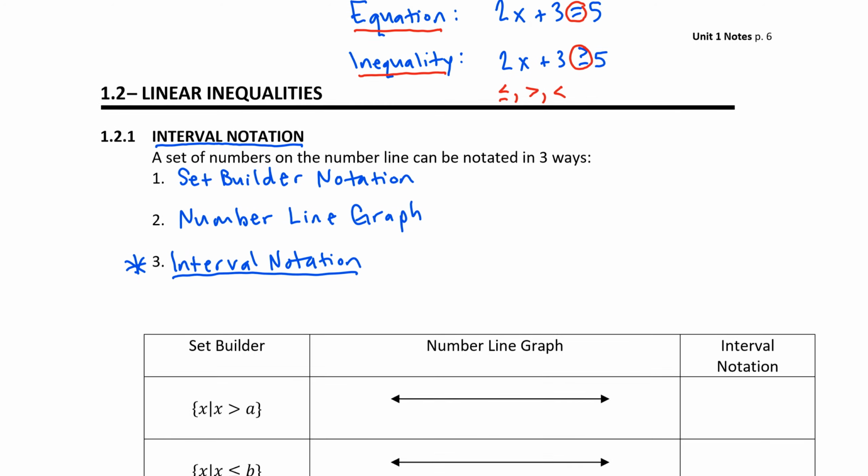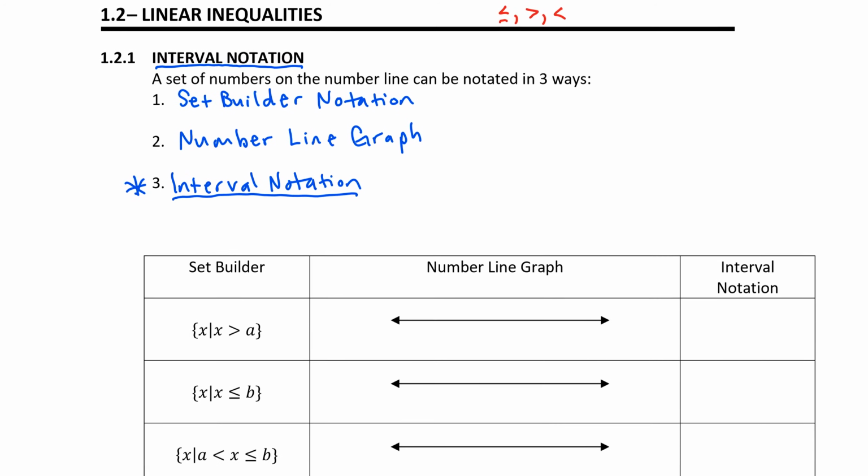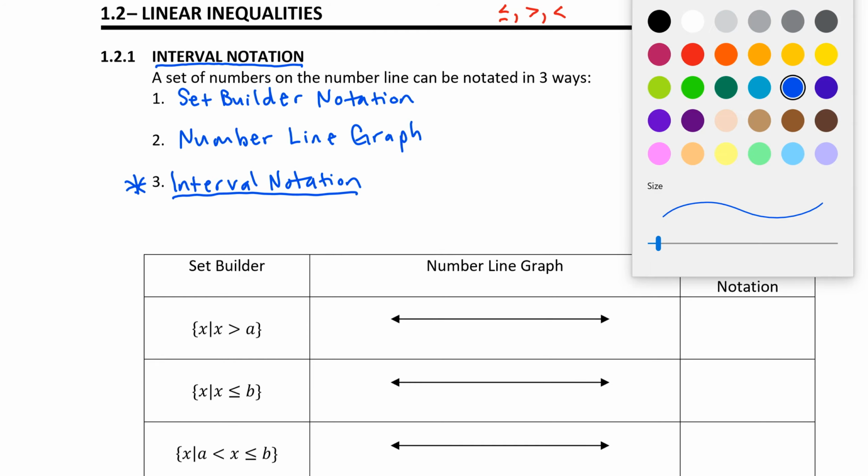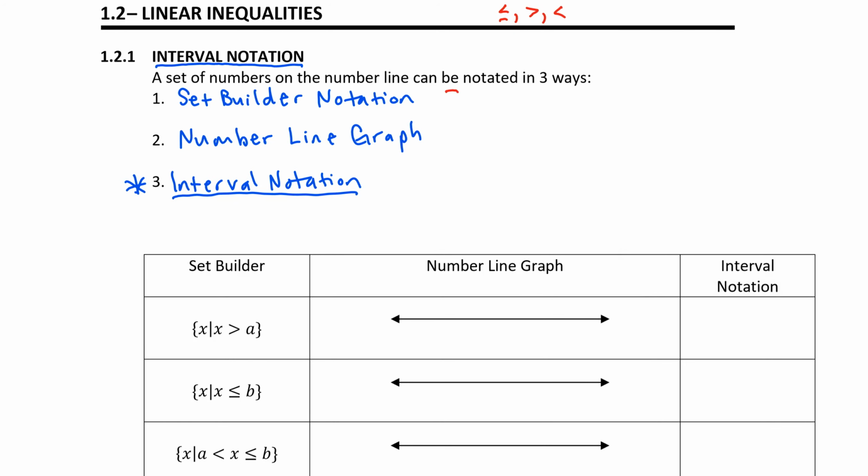So on the table below, you can see that we're going to compare the three types of notation: Setbuilder notation, number line graph, and interval notation. Now, just a couple of tips before we begin. When we have our inclusive inequalities, which are less than or equal to and greater than or equal to. Inclusive means they include the possibility of the equal to.